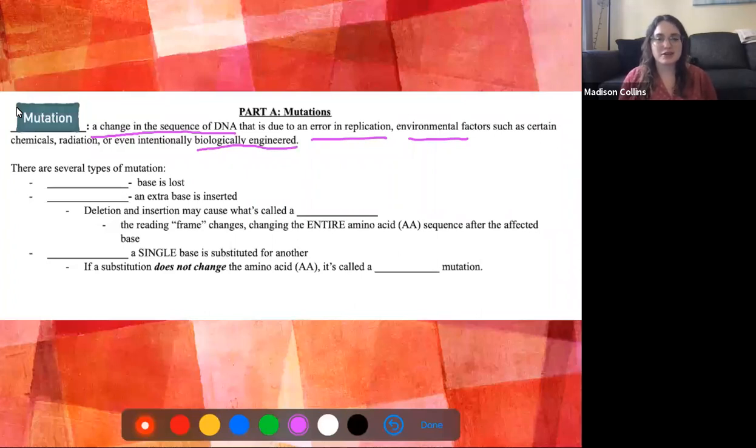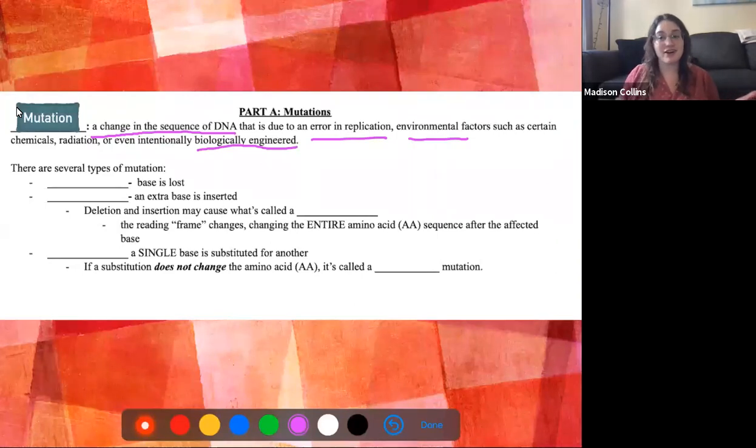So in just a few days, we're going to be talking about genetic engineering, where we as scientists can actually intentionally manipulate DNA to cause mutations, right? So there are several different types of mutations that we need to know, but thankfully they're named according to just some common sense. So these vocabulary words won't be too difficult for you guys to remember. And I'll show you what I mean.